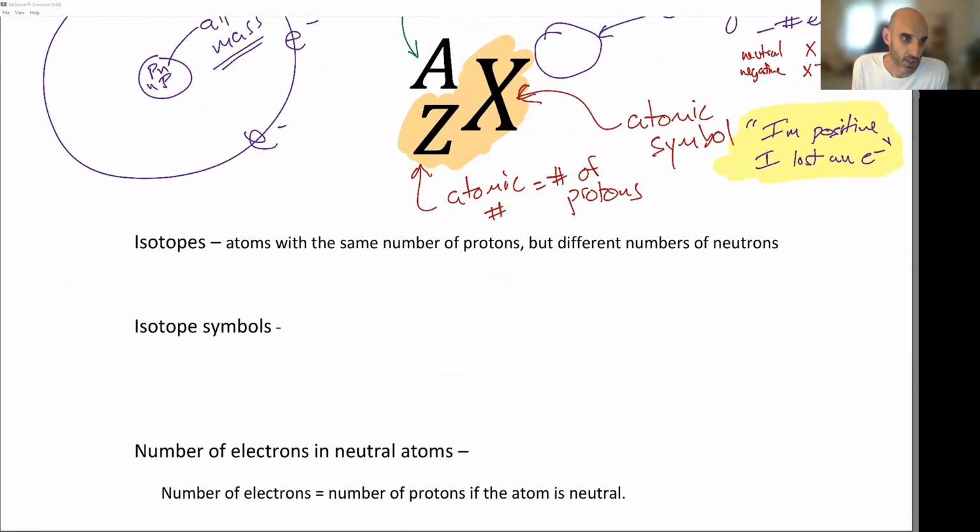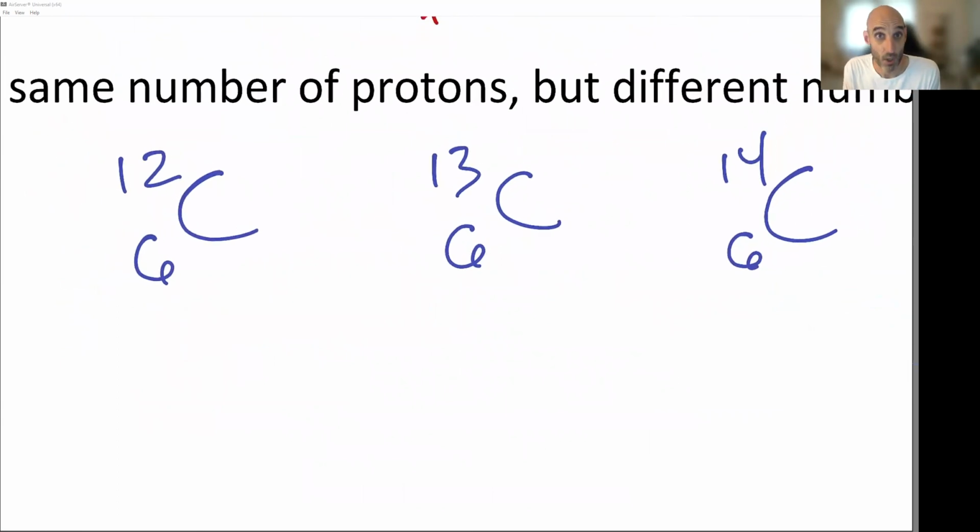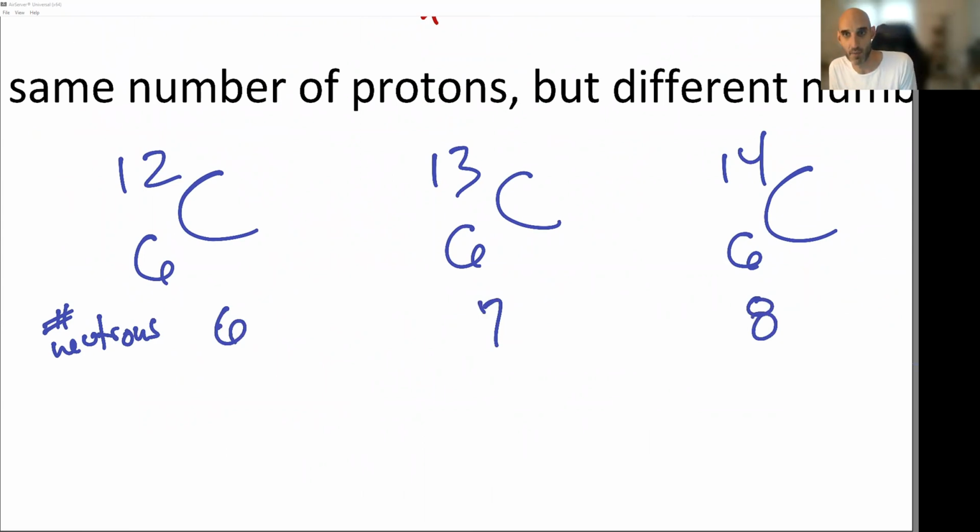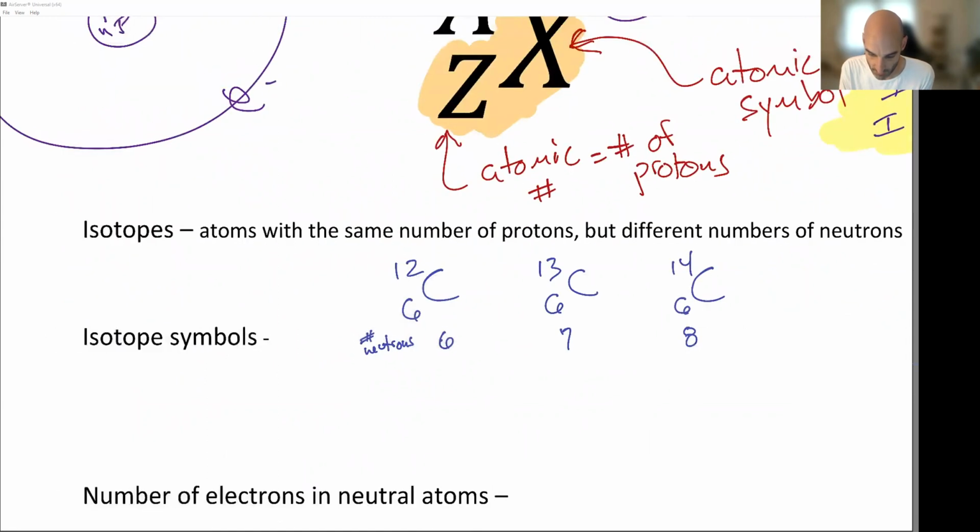Okay, so isotopes are atoms with the same number of protons but different numbers of neutrons. So isotopes, so carbon 12, carbon 13, carbon 14. Those are all of the versions that carbon comes in. Okay, and we know that carbon has 6 protons. Again, it's redundant for me to write that because we should know it's carbon, it's going to have 6. So the total number of neutrons, this carbon has 6, this 7, and 8 neutrons. They're all going to have different masses. These are all isotopes of carbon. We have 3 isotopes of carbon.